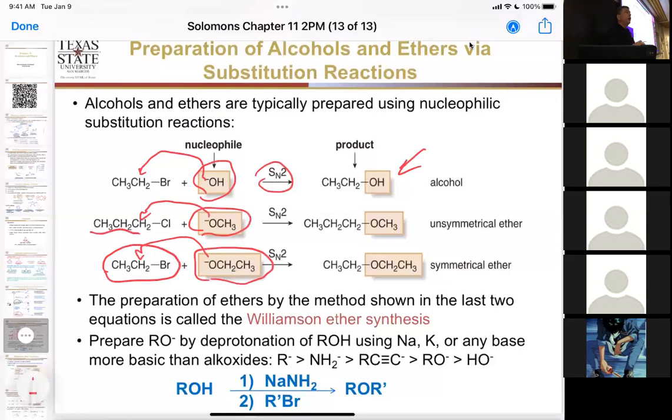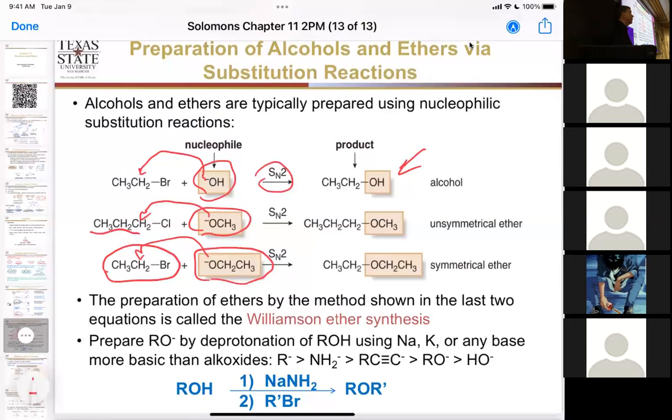Now, this method has another name. It's called the Williamson ether synthesis. It's just a nice SN2 reaction, a great way to make primary ethers right here. And there's several ways to prepare this.